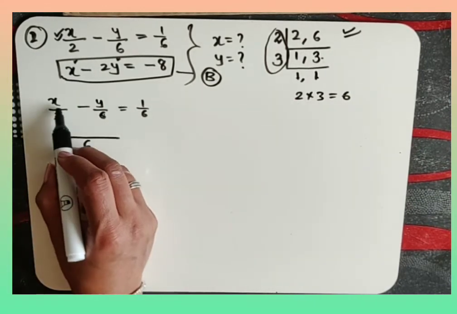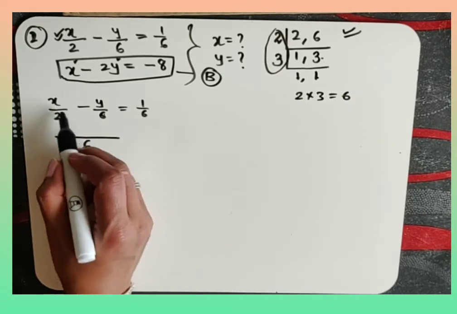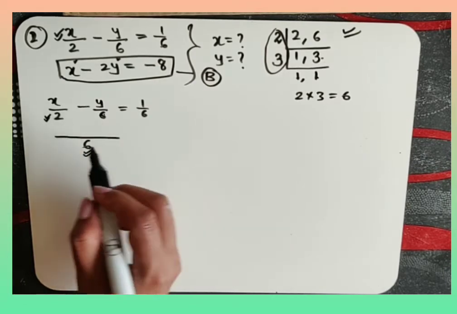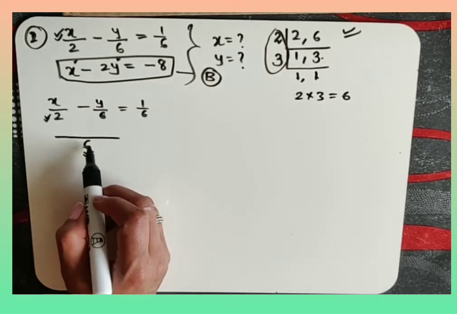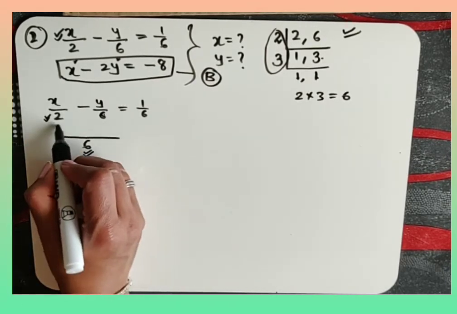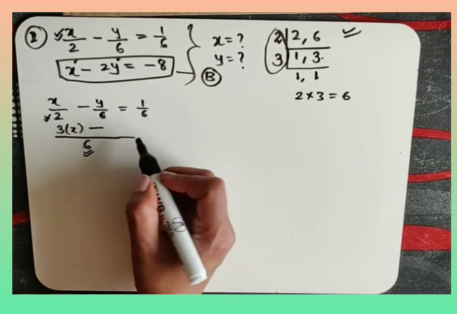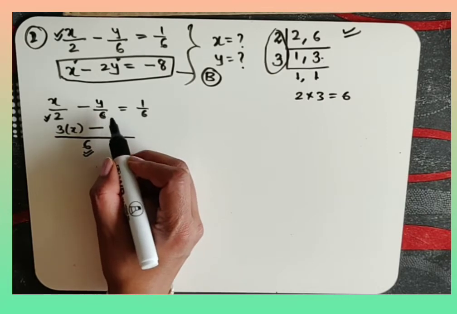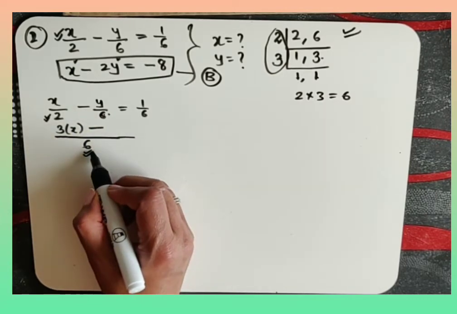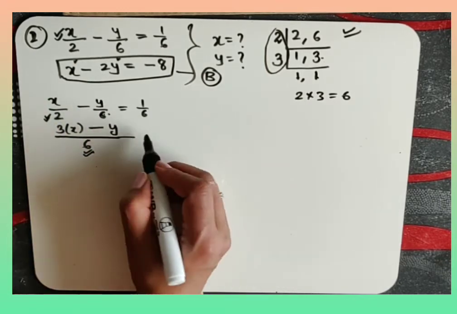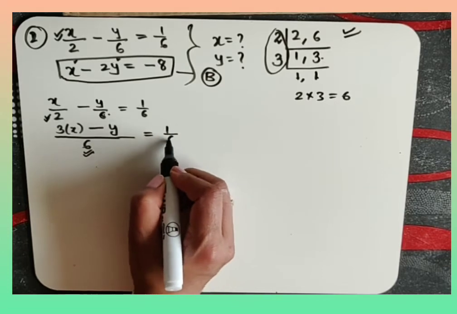Now come to the first fraction. In the first fraction the denominator is 2, but our lowest common denominator is 6. So 2 multiplied by 3 gives 6, and that 3 will multiply by this x. Minus, as in the second fraction we have 6 and the lowest common denominator is 6 as well, so there is nothing to multiply the top number by. This will be as it is, y equal to 1 over 6.